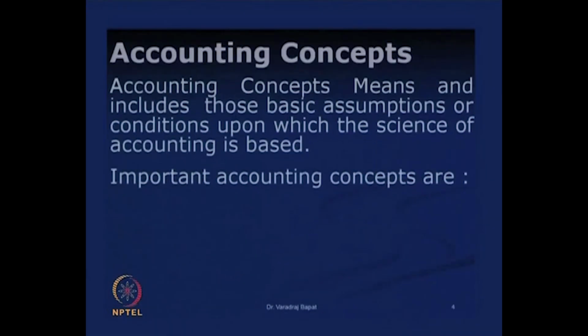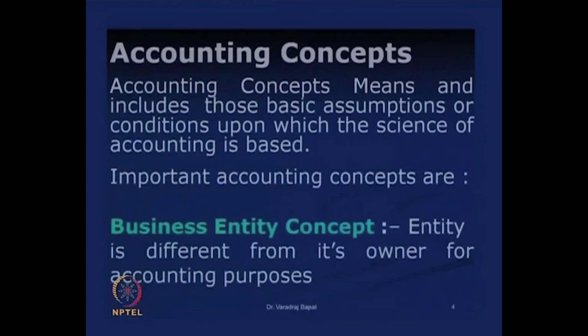Now let us see what is accounting concept. Accounting concepts are those basic assumptions and conditions upon which the science of accounting is based. You will get more clarity once we see some examples. One of the concepts is known as business entity concept. Now what it tries to say is that the company or the organization is different from the owners. Now when the owner invests 1 lakh rupees in the company, do you have to record any entry for it? The answer is yes, because the owner is a different person, the company is a different person.